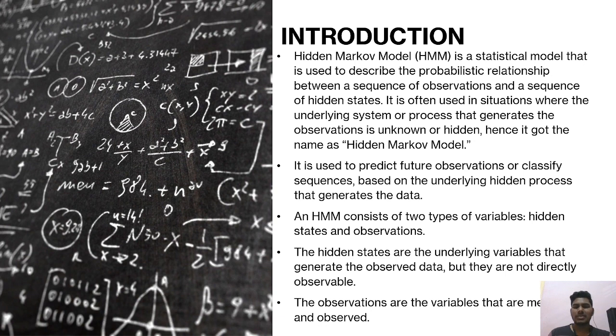An HMM consists of two types of variables: hidden state and observation state. The hidden states are the underlying variables that generate the observation data, but they are not directly observable. The observation states are the variables that are measured and observed.